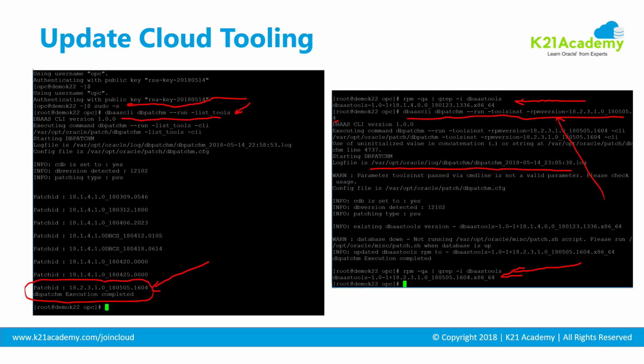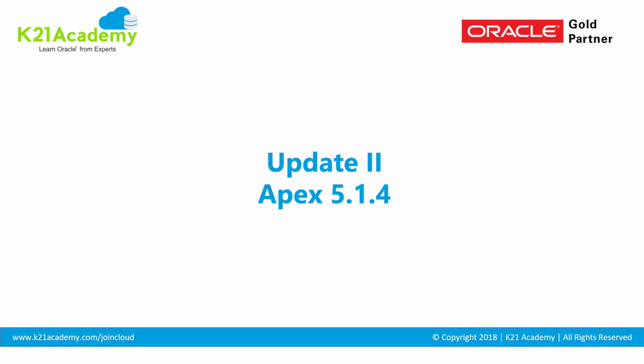Once this is run, it will take roughly around 5 to 10 minutes. So let it run. It's going to download those patches or this RPM and apply that or update the latest DB tool or database cloud tool. Then once it's done successfully, run the same command again, query the DBaaS patch tool, and this time you're going to see 18.2.3 with the timestamp 18/05/05, which means 5th of May 2018. So this is how you update the database cloud tooling.